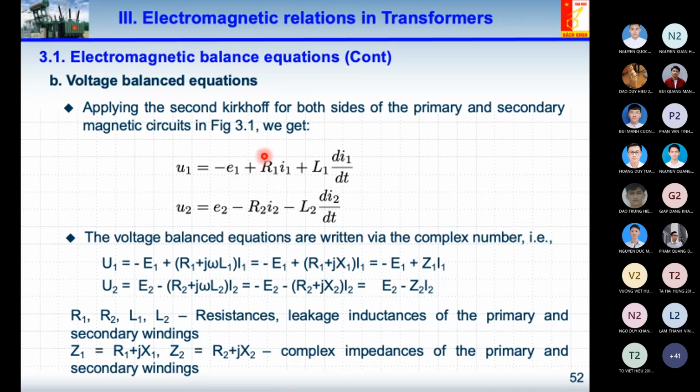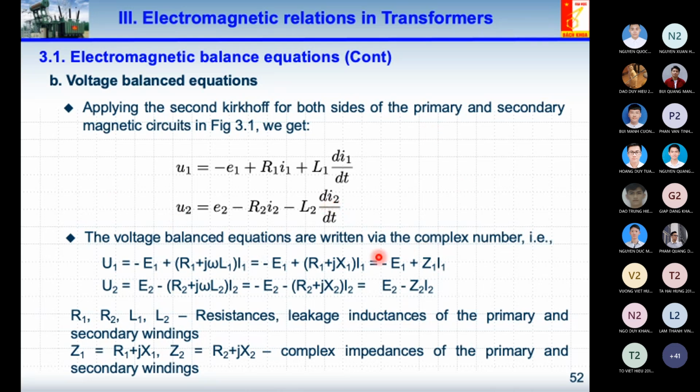And of course this term is the voltage drop on the primary winding. And this part belongs to the leakage flux, because the leakage flux also induces an electromotive force, E_T1, like this. In the same way we get the second voltage balance equation here, on the left-hand side of the magnetic circuit, we get this one.